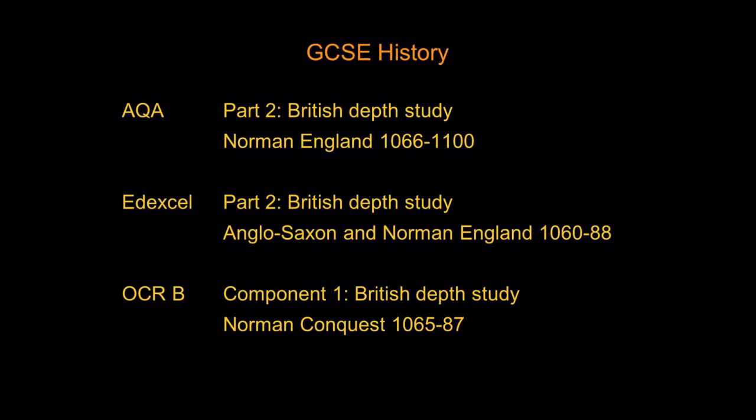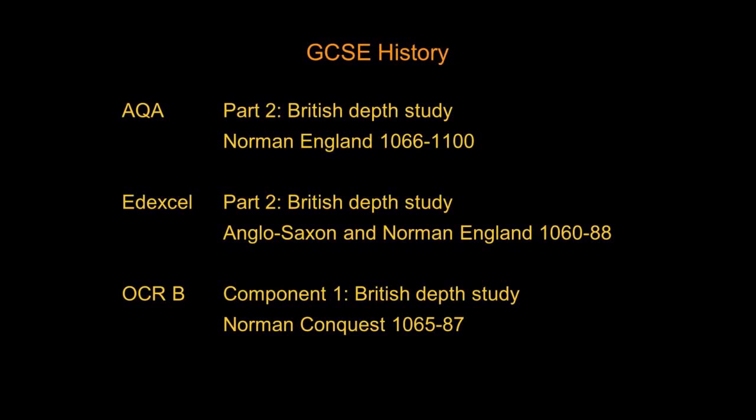There are 4 history GCSE specifications for England. AQA have 1, Edexcel have 1, OCR, Oxford and Cambridge, have 2. History A is modern world history, so we'll bypass that one for the sake of this afternoon. And it's History B for the OCR, which is the one that's important for us.